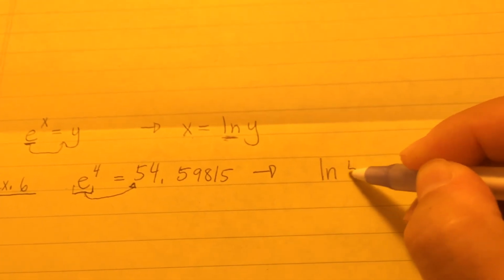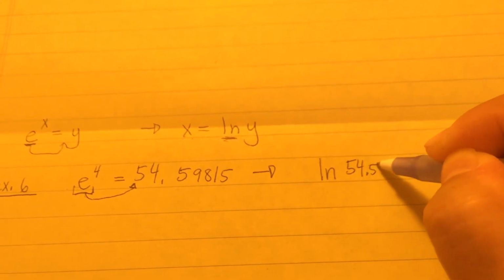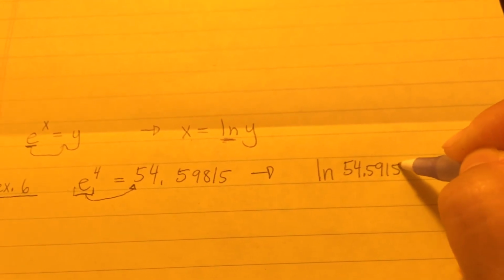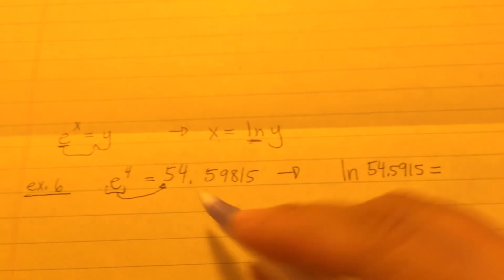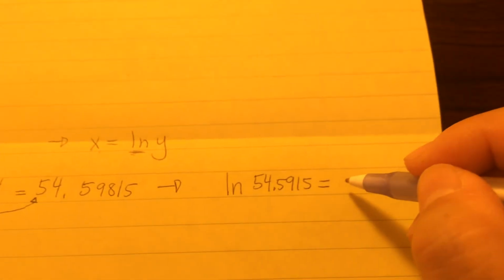So ln of 54.5915 is equal to, and then the 4 drops down from becoming an exponent and then becomes a big number right here. Now you can also test or check your number right here as well. So there's also an ln button on your calculator.